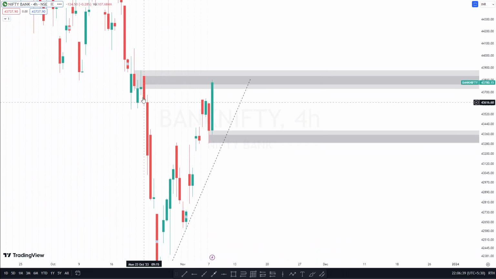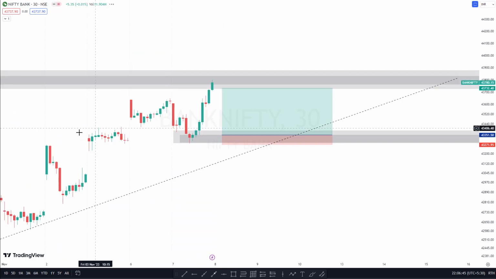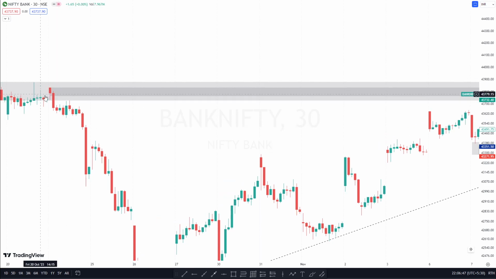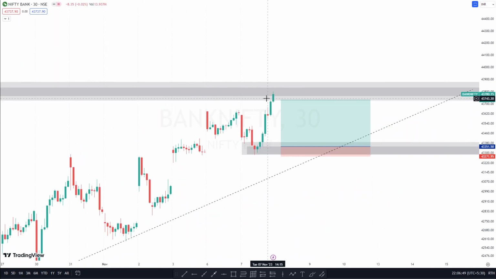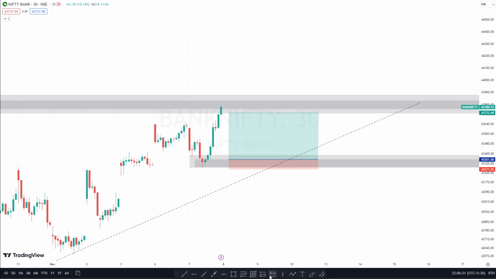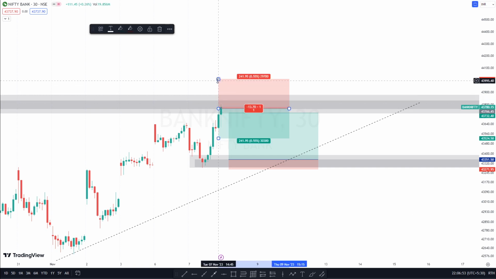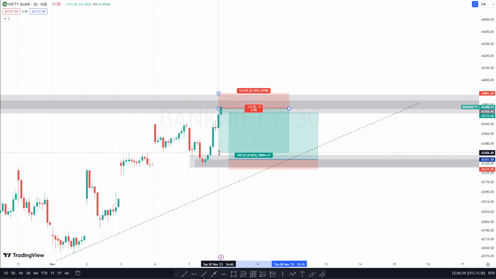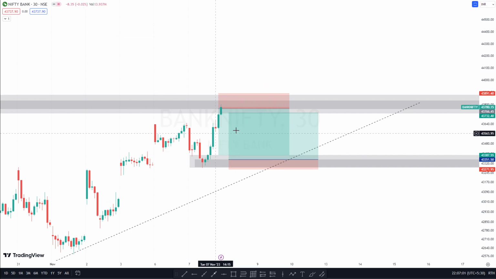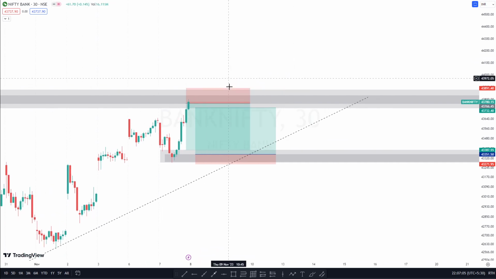All right. So since it has entered this zone, the 4 hour supply zone, and within the 4 hour supply zone we also have a 30 minutes supply zone, tomorrow I will be looking for short entries, something of this sort. As long as price is below this level, I can look for short entries. Target is below this level. All right. So this is the 1:3 reward. So this is a pretty good setup.